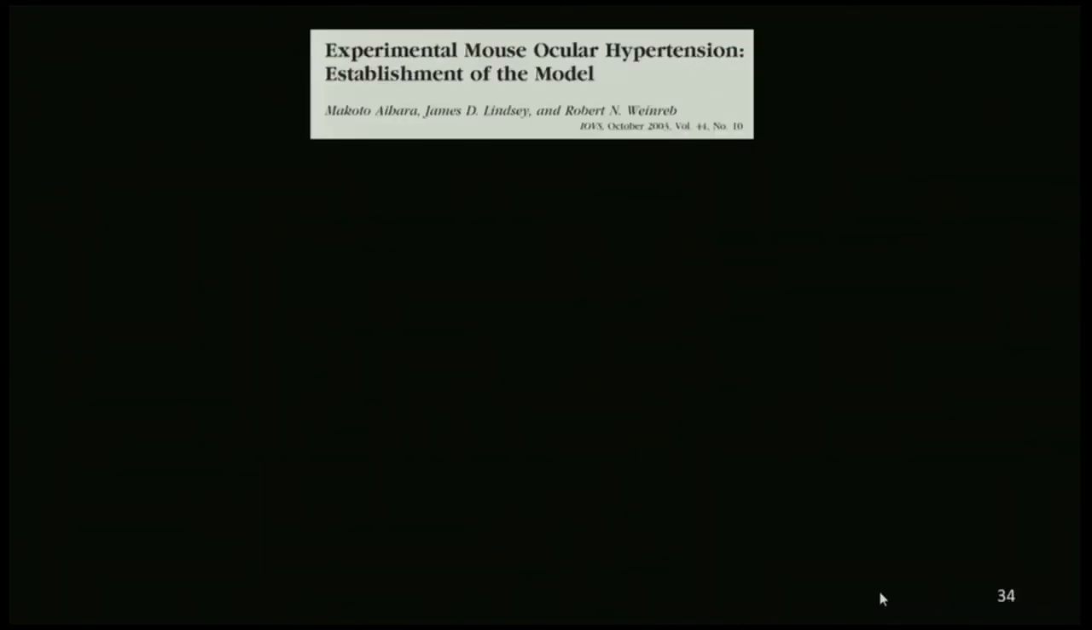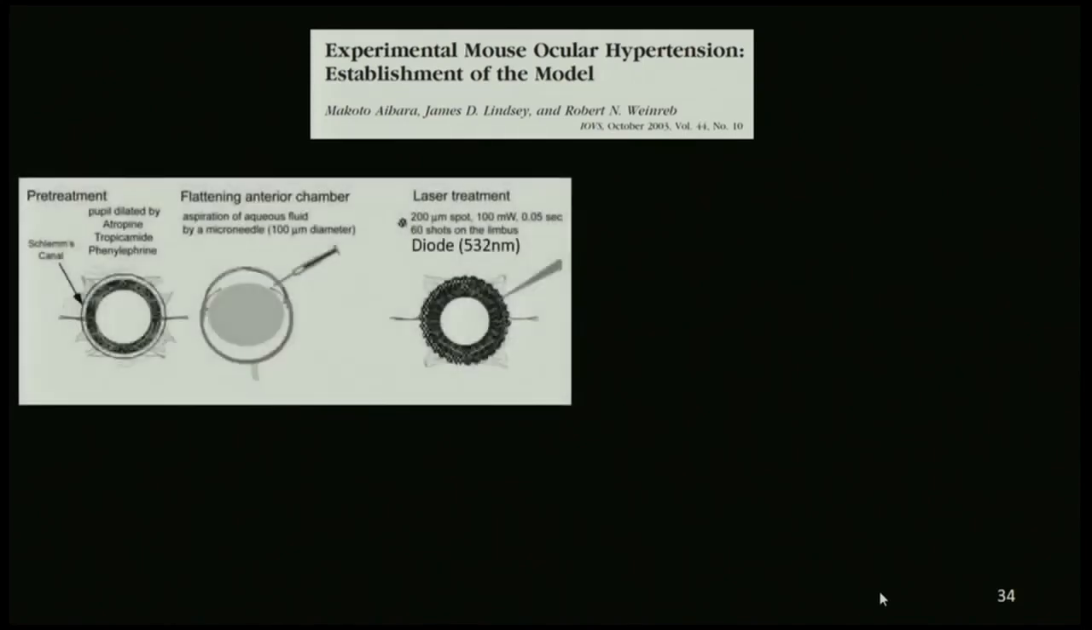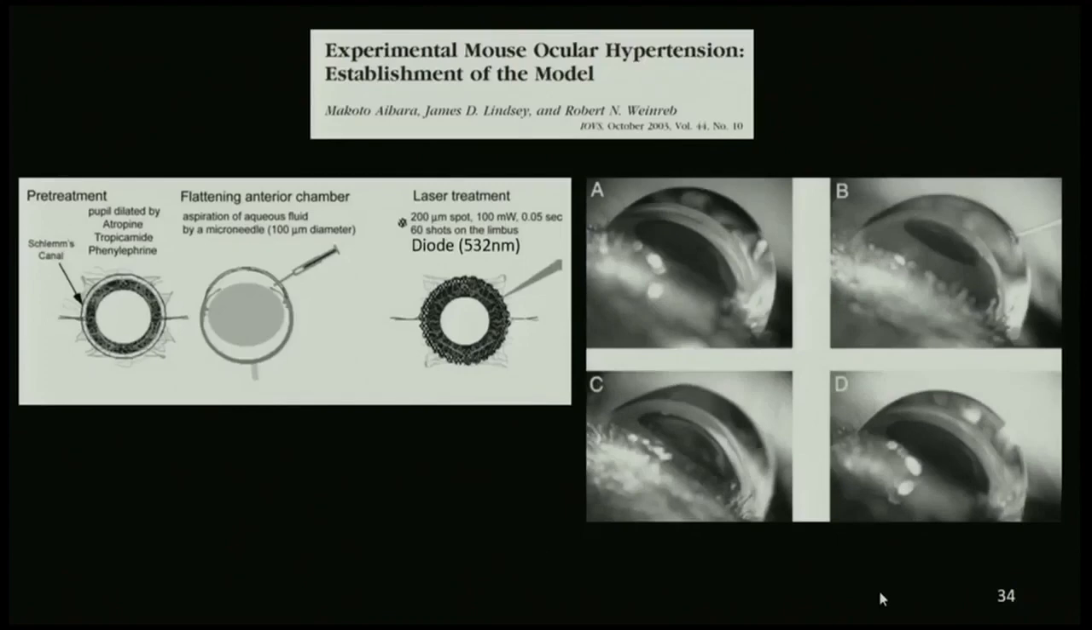So this is a mouse model by Weinreb and colleagues, and it's similar. They were also targeting the trabecular meshwork / limbal vasculature. What they did that was a little bit different here is they actually caused a little bit of anterior chamber shallowing before they lasered. So they actually stuck a needle into the anterior chamber and actually withdrew some fluid from the anterior chamber.